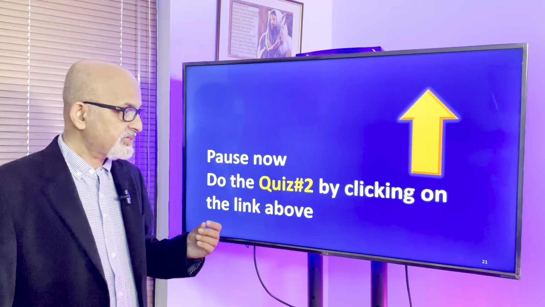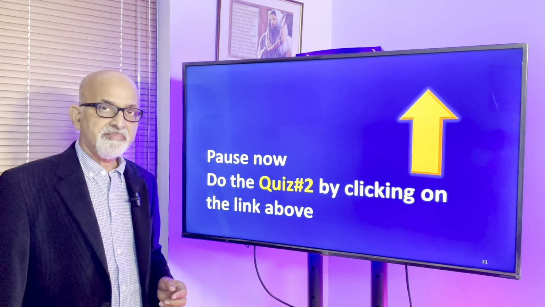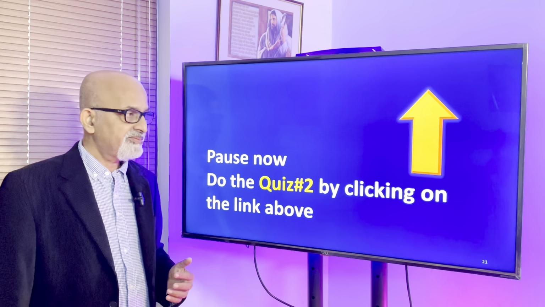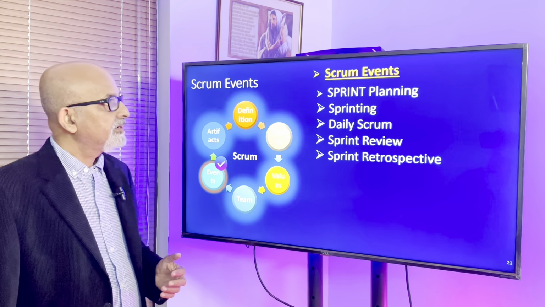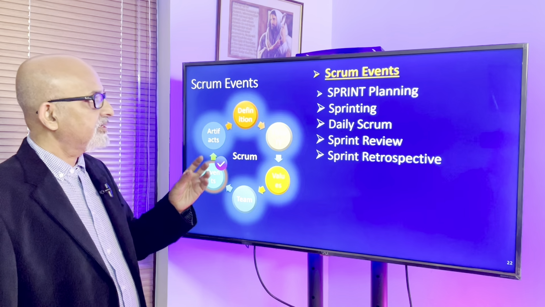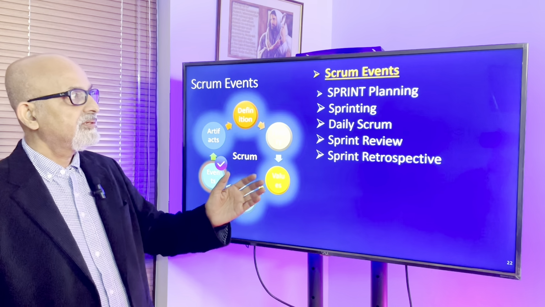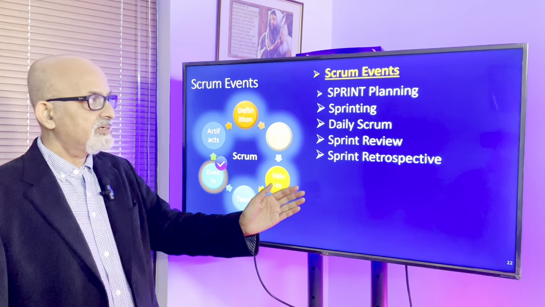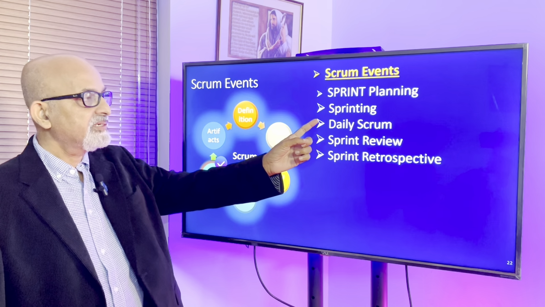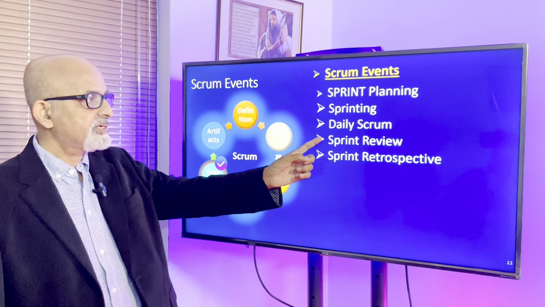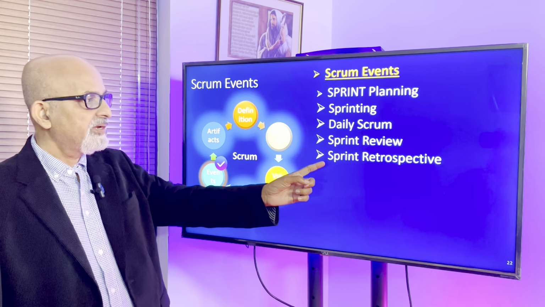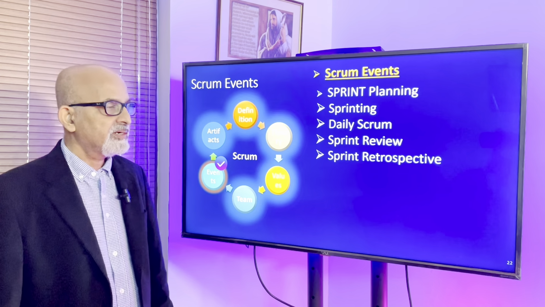Hi, I presume that you have completed quiz number 2. Now let us proceed further. Let us take a look at the Scrum events. Basically, the Scrum events are the sprint planning meeting, the sprint, the daily Scrum, the sprint review, and the sprint retrospective.